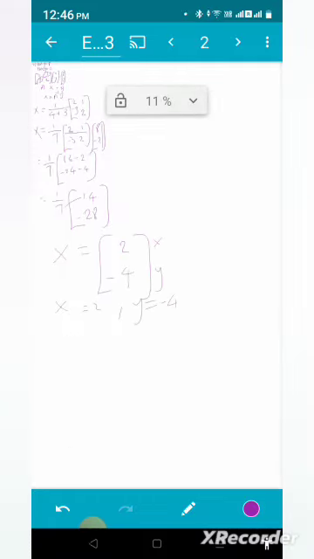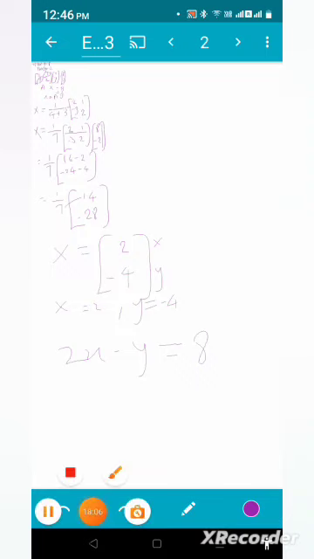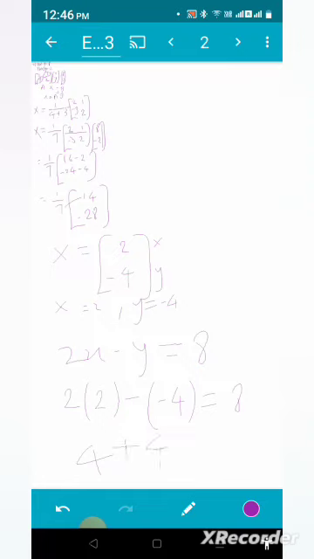So I verify this by using the first equation. First equation 2x minus y is equal to 8. I'll put the x value and y value here. That is 2 into 2 minus y value, minus 4, is equal to 8. 4 plus 4, that is 8. So the left hand side is also 8, right hand side. So hence we can prove the x and y value from equation number 1. So this is the xy value.